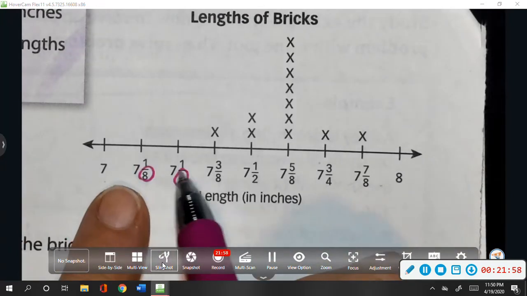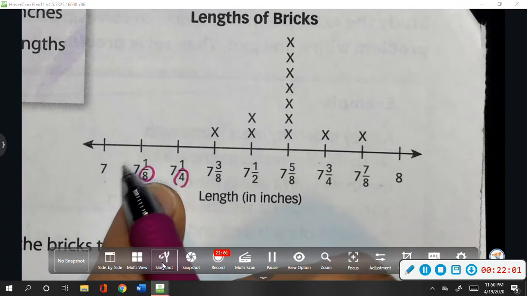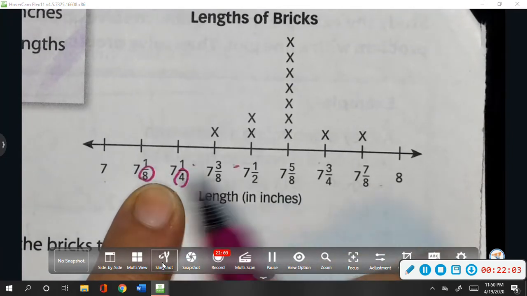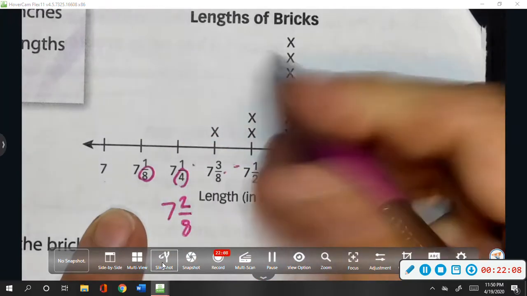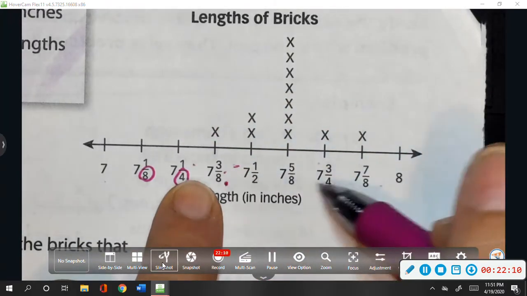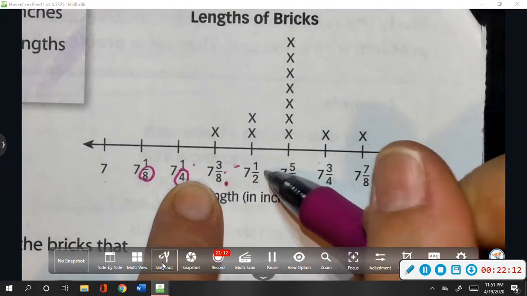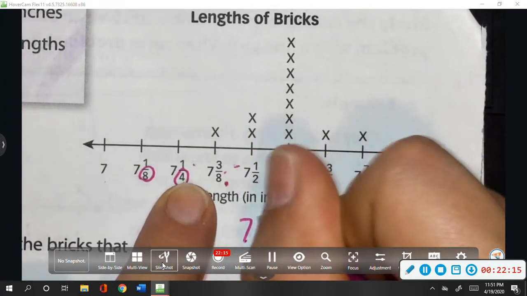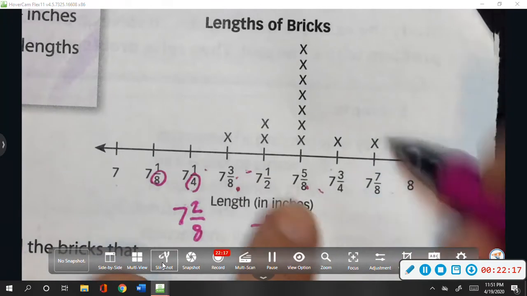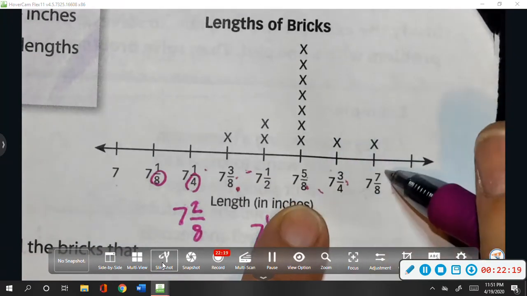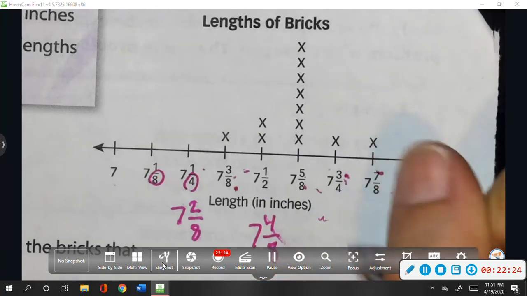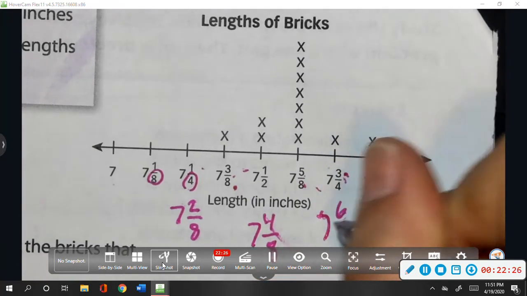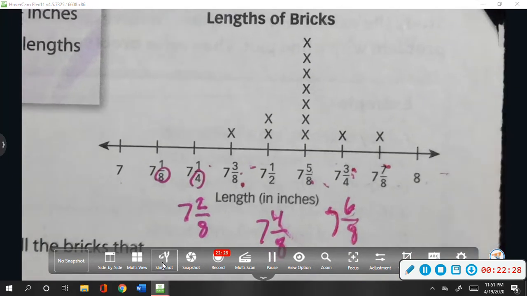So we have 7, 7 1/8. That would be 7 2/8 because it's between the 1/8 and the 3/8. 7 2/8. And then we have 7 3/8 and 7 5/8. So this must be 7 4/8. And then we have 7 5/8 and 7 7/8. So this must be 7 6/8. 7 6/8. And we don't need to change any of the other ones. Alright, so now we can zoom back out.